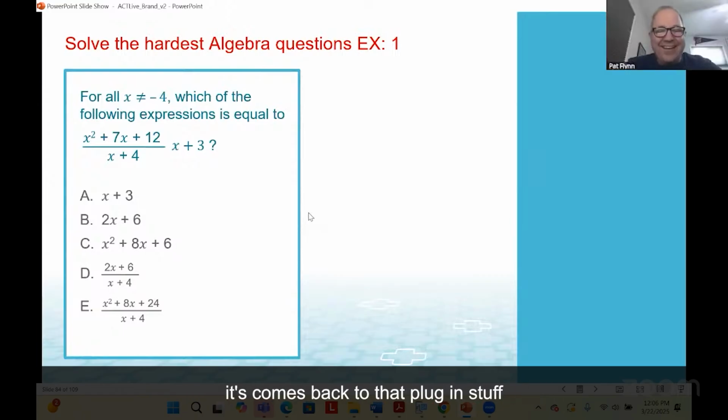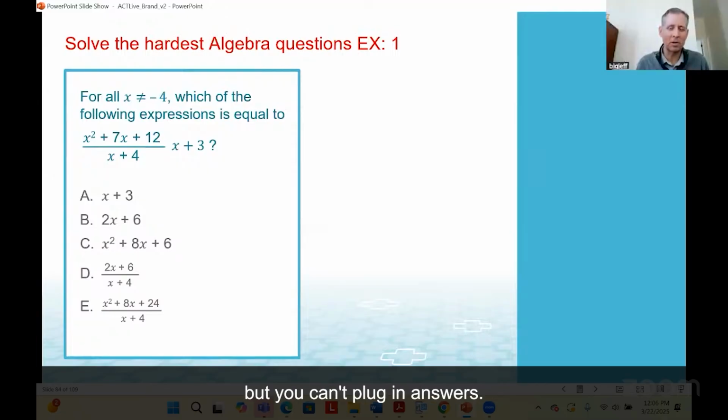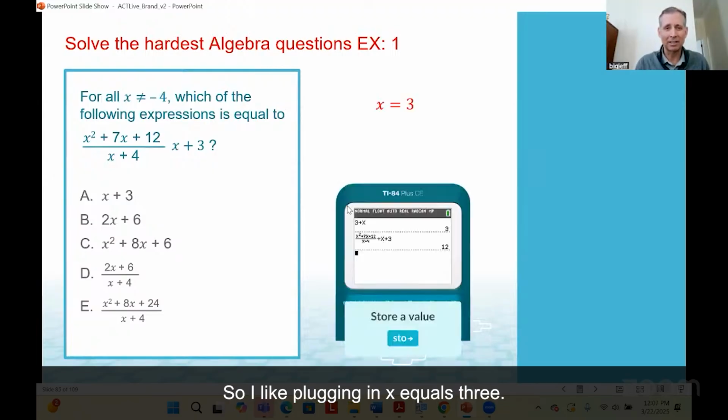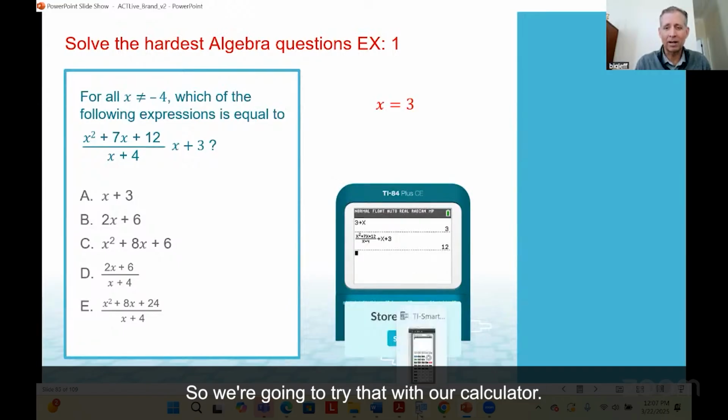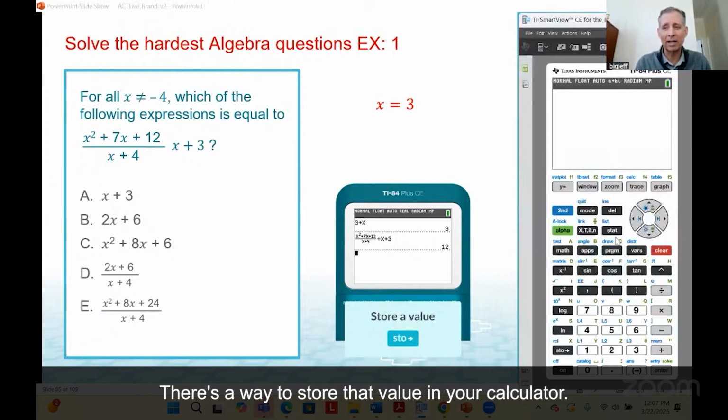If you're kind of stuck, again, it comes back to that plug-in stuff, but you can't plug in answers. You're going to plug in numbers. And my favorite number on the ACT to plug in is 3, actually. So I like plugging in x equals 3. So we're going to try that with our calculator. There's a way to store that value in your calculator.